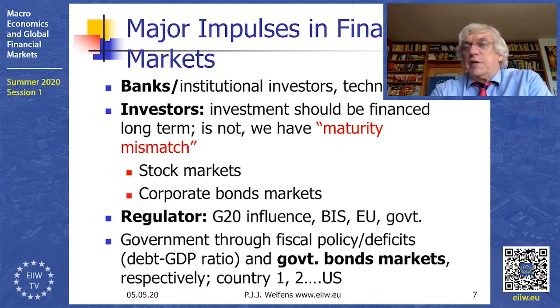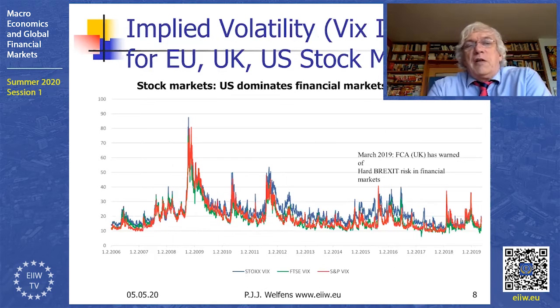So we are interested in what is happening in country one. Say country one is the Eurozone, country two is maybe the UK or Japan or China, and then there is always the biggest financial market in the world, which usually is in the United States. Now we have quite a bit of stock market volatility. So the implied volatility here you can recognize from the VIX indices for the EU. For the EU, this is in blue. For the UK, this is in green. This is the FTSE VIX. And the red line is the Standard & Poor's VIX, so for the US.